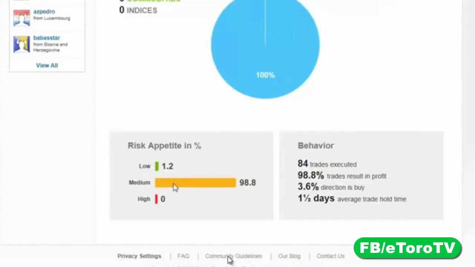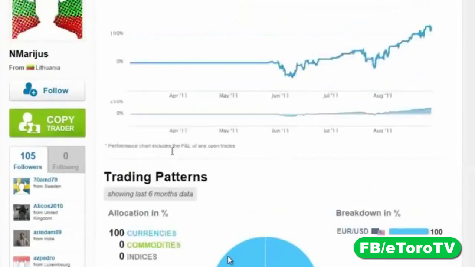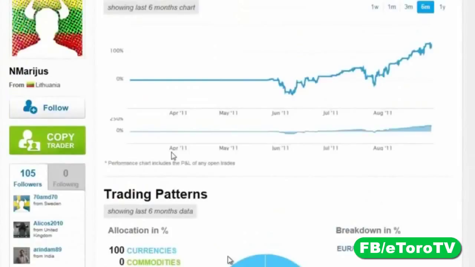So we see here the risk appetite. It's medium risk appetite. This guy likes to hold his trades. He's what we call not a long-term trader. He's a short-term trader, but not an extremely short-term trader. He does hold his trades for 1.5 days. Okay, that's overall what we can see about him. And you know what I think? I think that this trader knows what he's doing with regards to the euro dollar.